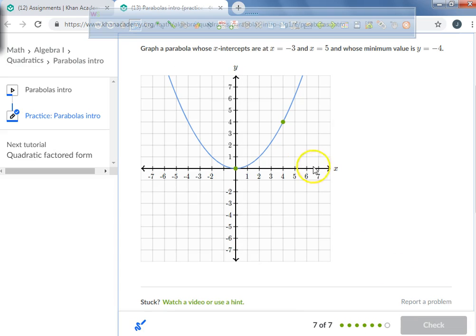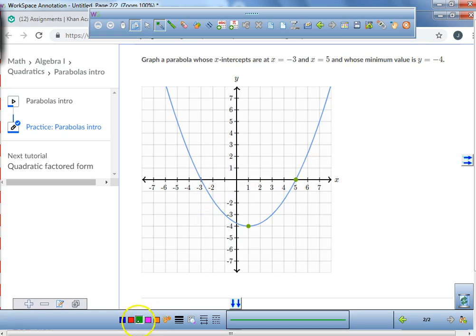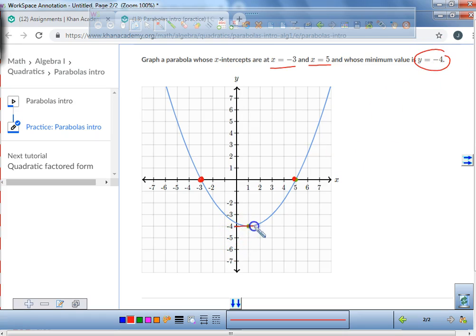Right here it says graph a parabola whose x-intercepts are at x equals -3 and 5, and whose minimum value is y equals -4. So I have a y value that's -4, but I have x values that need to be at -3 and 5. So I've got to move this around. Oh, I think that works. Take a look at this: I have a root right here at -3, and a root, a solution, or zero, at 5. And I also have a minimum value right here at -4. So it meets all the conditions.